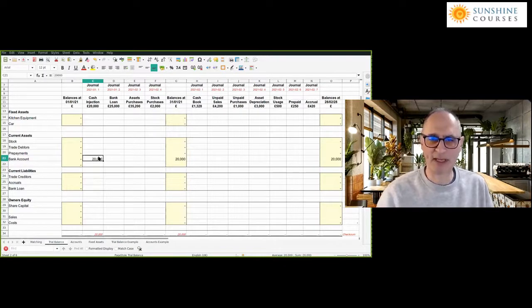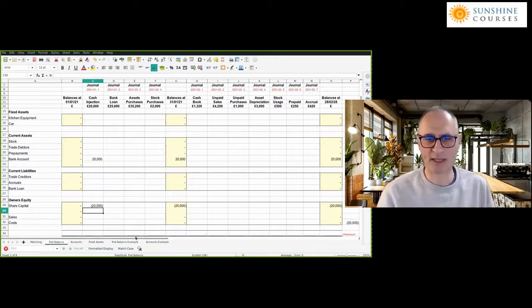We debit £20,000. Can you see at the bottom, our check sum is now £20,000 because our double entry doesn't balance. So we've got an error here. If we debit bank, what we're going to do is credit the person who paid the money in, the owner.